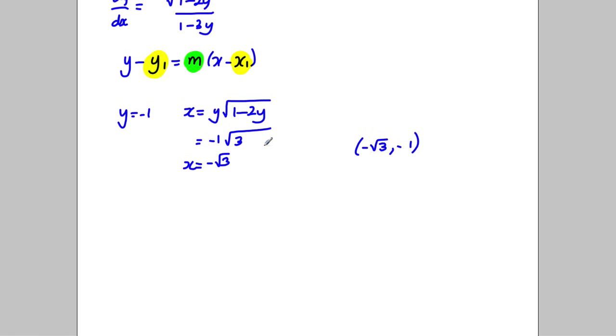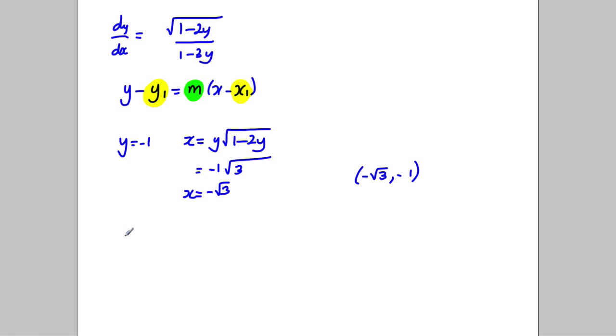Okay, now we need the gradient. Well, we have got dy by dx from the previous part. Because we have it in terms of y, we're going to substitute the y value in here to work out what it is. So dy by dx when y is equal to negative 1 is going to equal the answer when I substitute negative 1 in there, which would be root 3 over 4.